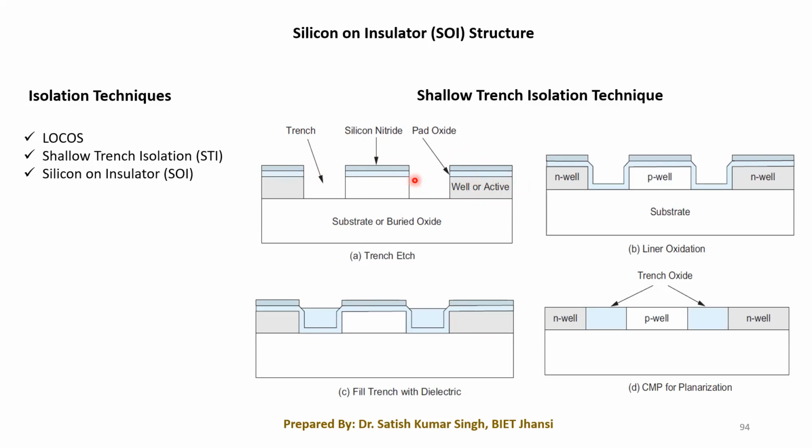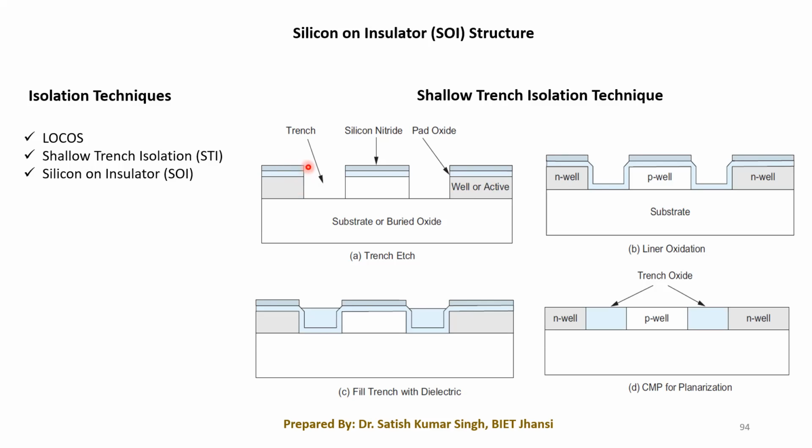Now after growing these two layers, we have to etch out these portions to make the wells electrically isolated, because we have to fabricate our device within these wells only. These two layers will be acting like a mask.